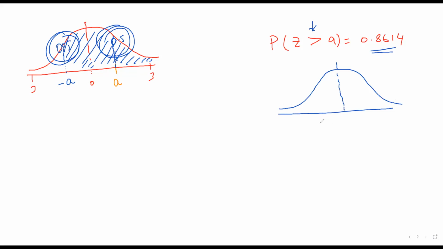So you will assume that this A is going to be here. You will suppose that this is going to be a minus value, let's say minus B. So let A be minus B. A good student will always determine if this is positive or negative. Now, when A is equal to minus B, this question becomes: probability Z is greater than minus B is going to be 0.8614.